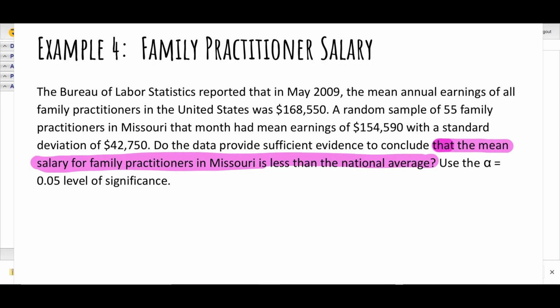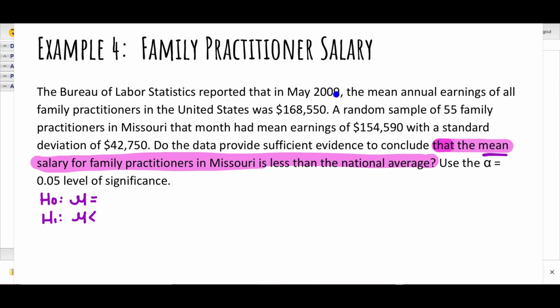So from here, we're going to write our null and our alternate statements. And we're testing a mean here because, well, it says it right there. And we know that null is always equal. The alternate, most of the time, matches up with the claim. The claim is that it's less than the national average. So the mean is less than whatever the national average is. So what is the national average?